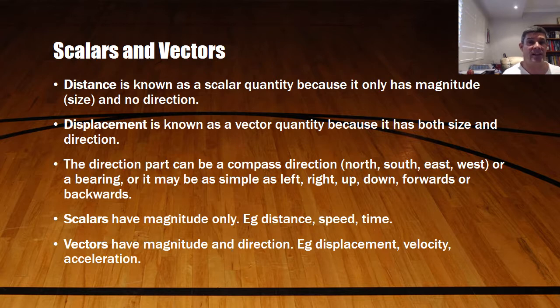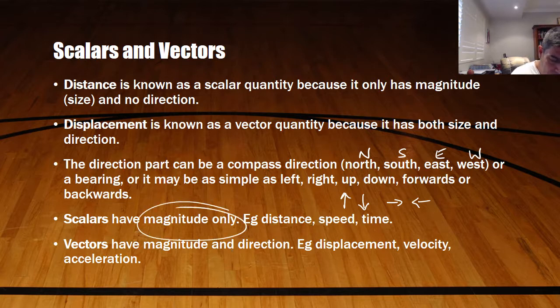Distance is known as a scalar quantity because it only has magnitude, and displacement as a vector because it has size and direction, both magnitude and direction. The direction part can be a compass direction, so north, south, east, west, or some combination of those. Or it may be up, down, right, left, and so on. Arrows are often used to identify vector quantities in terms of the direction of those quantities. Remember, scalars have magnitude only, while vectors have magnitude and direction.